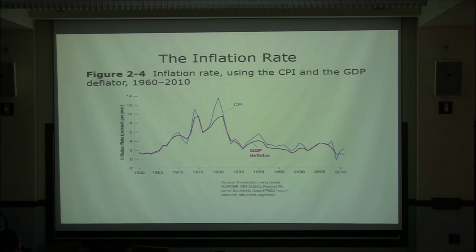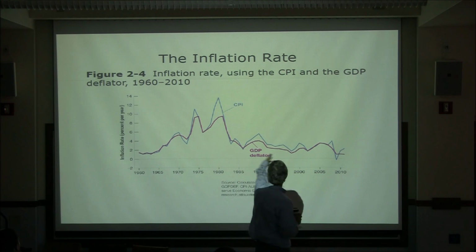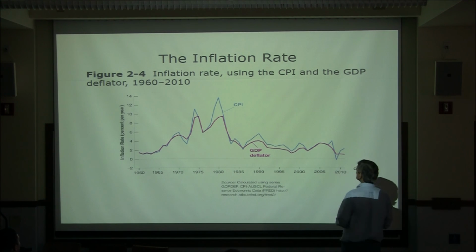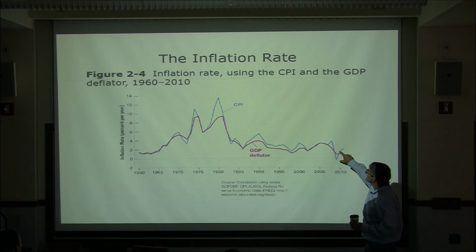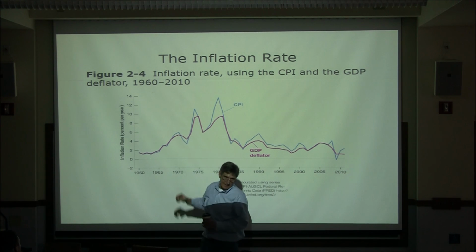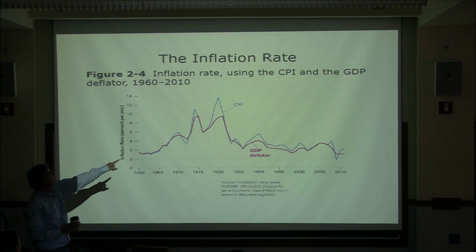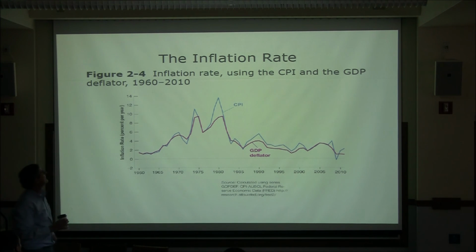Does it make that much difference which one you use? They tend to move together. The CPI tends to be more volatile, moves around more. It tends to go below and above the GDP deflator. The PCE looks more like the CPI, a little bit higher, I believe, than the CPI.